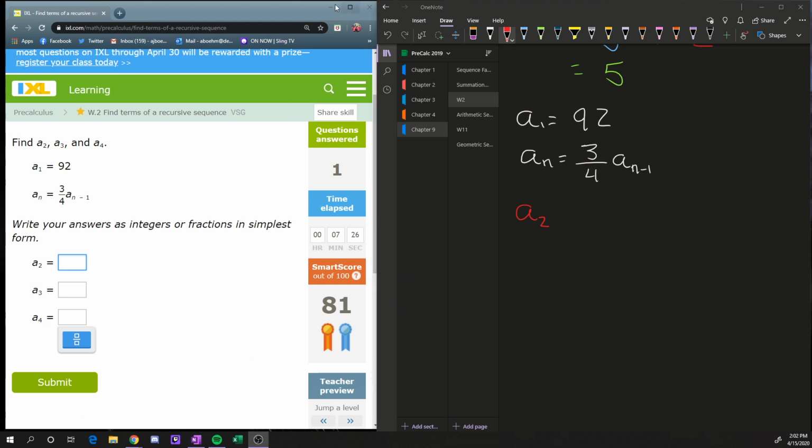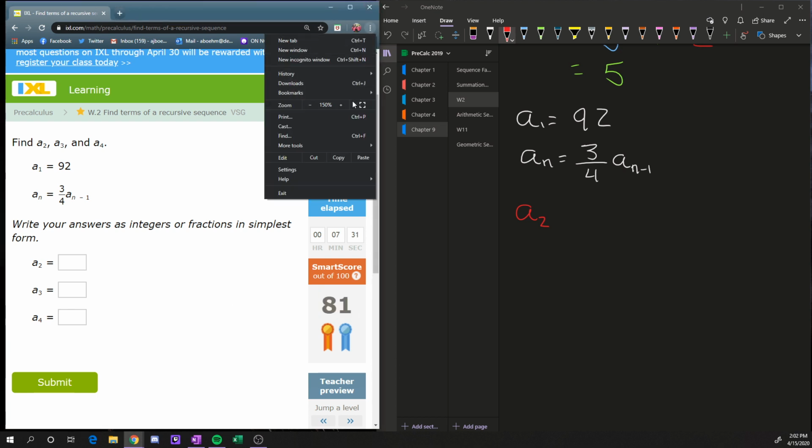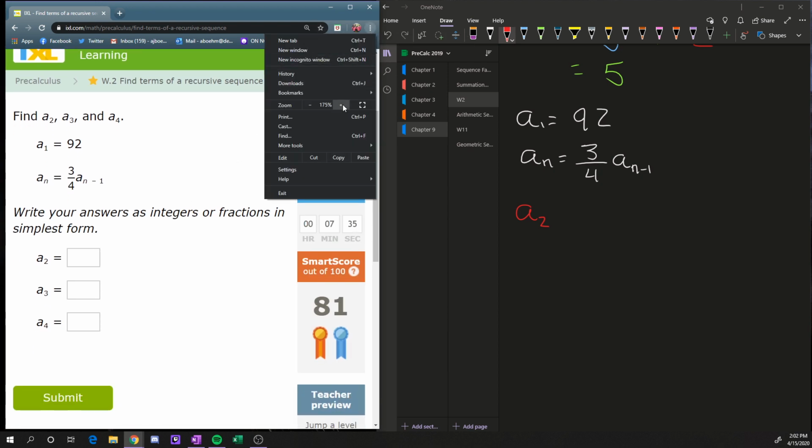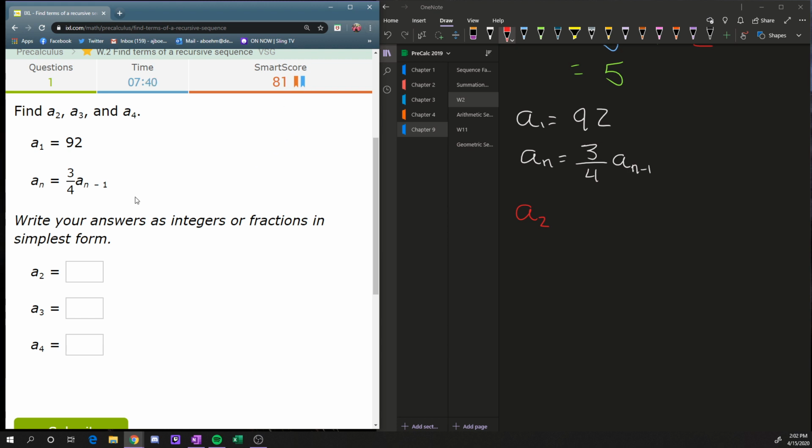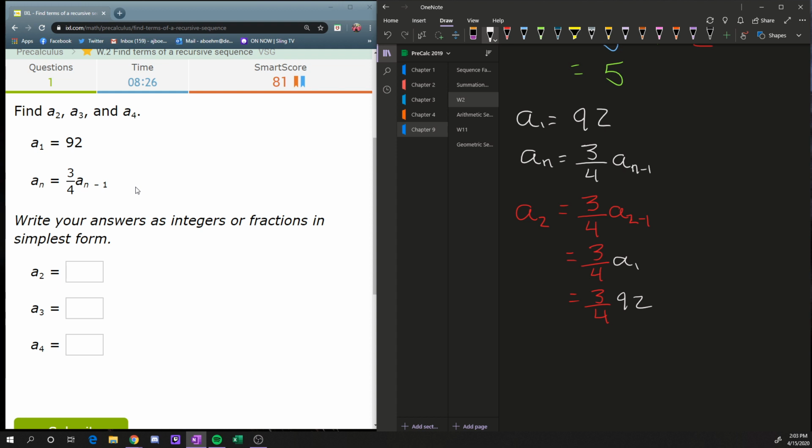All right, so this example, again, this is in the 80s, so this is a little bit harder. And we're trying to find the second term, the third term, and the fourth term. Okay, given that the first term is 92, and the rule for the nth term is 3/4 times the term before it. Okay, so again, the same rule applies. We want A2, so we replace 2 everywhere we see an n. So we get 3/4 times A1, which is equal to 3/4 times 92. So then we multiply 3/4 by 92, and we'll get our answer.